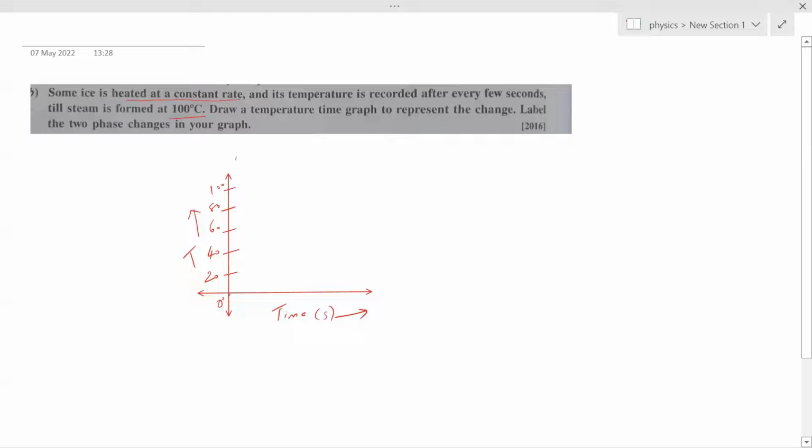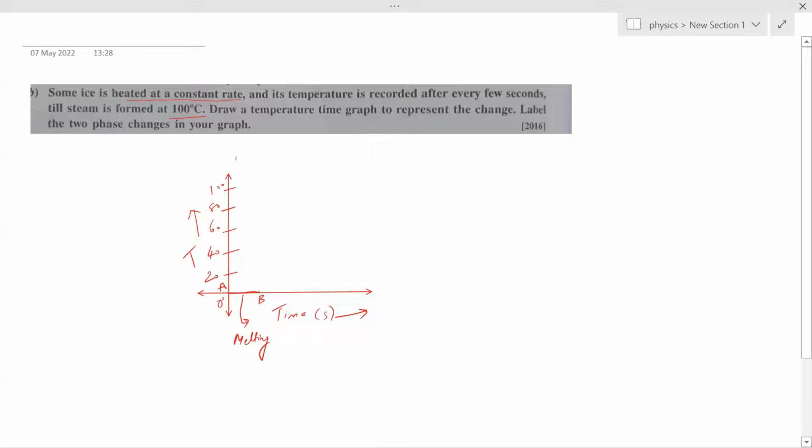So ice, first of all, there will be a change in phase, from ice to water. Suppose this point is A, this point is B. This process is known as melting. That is a change of state. At 0 degrees Celsius, ice will be converted to water.